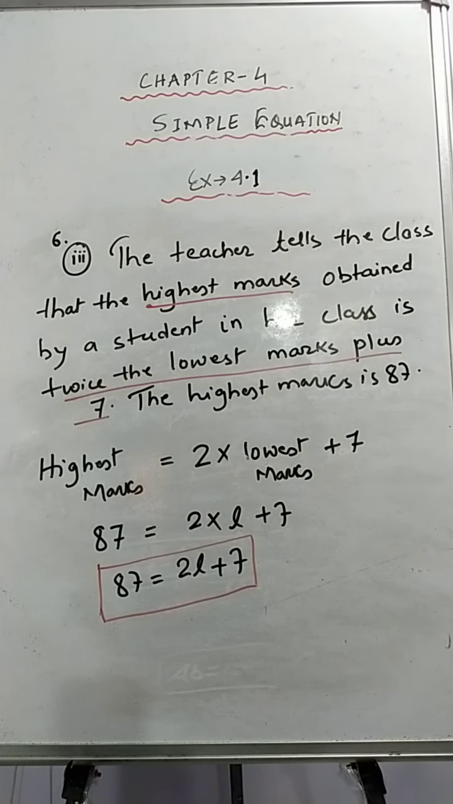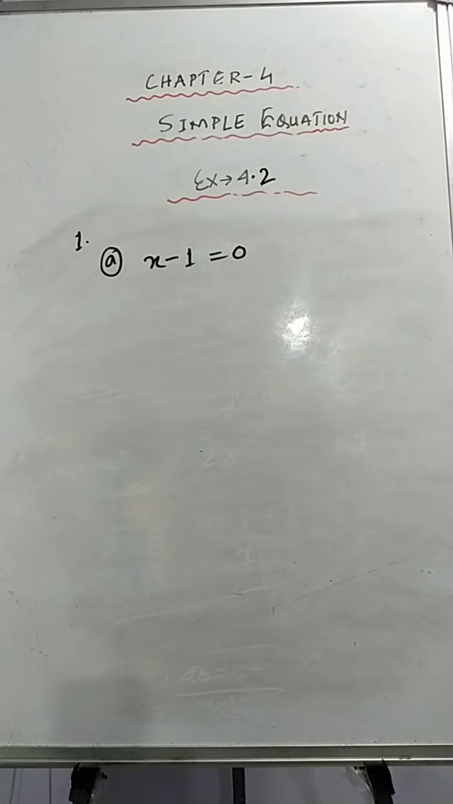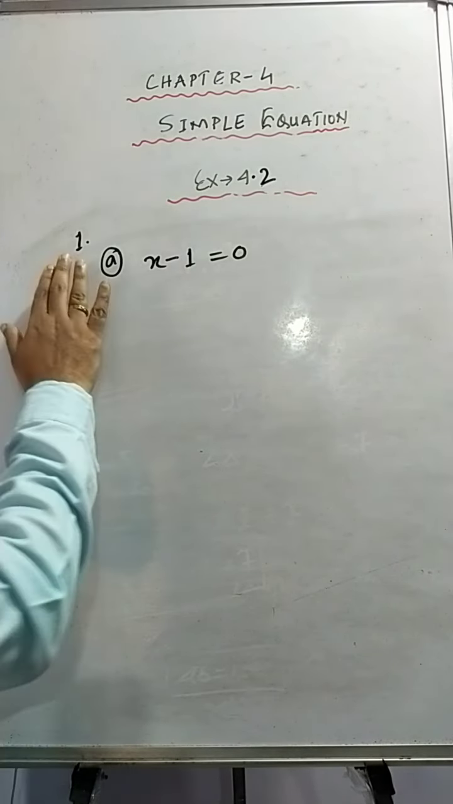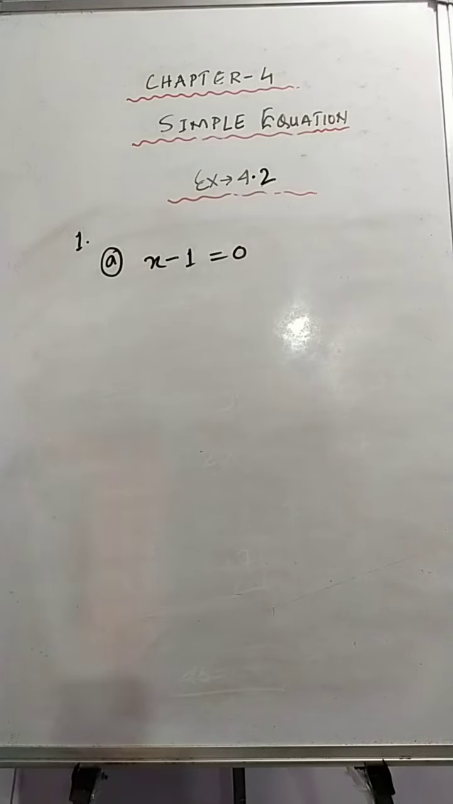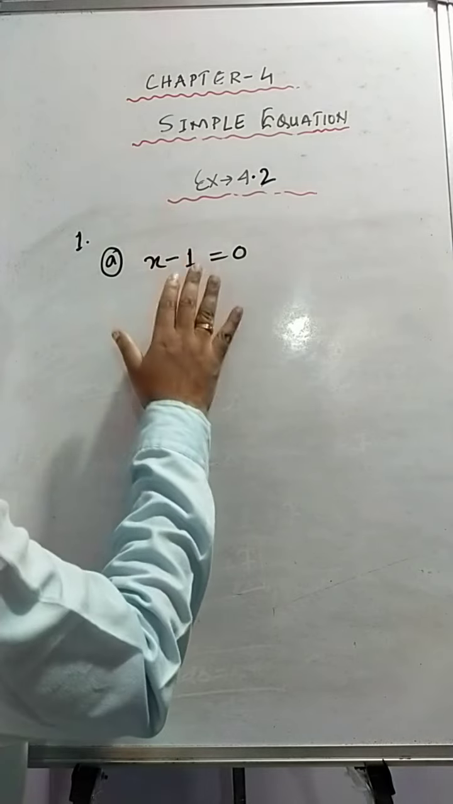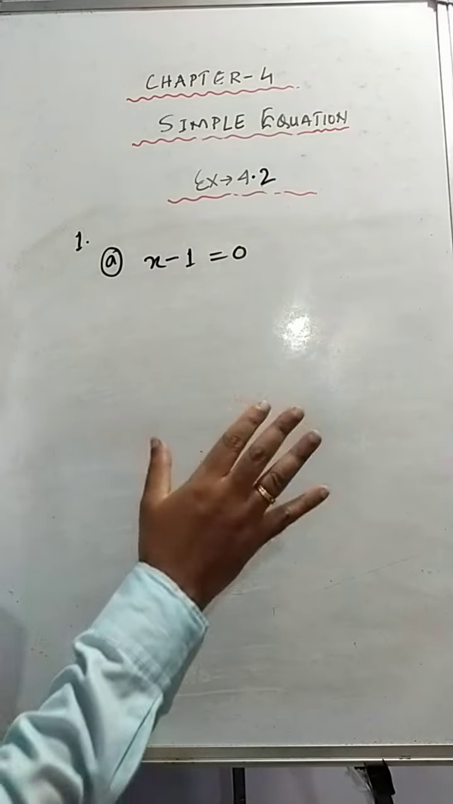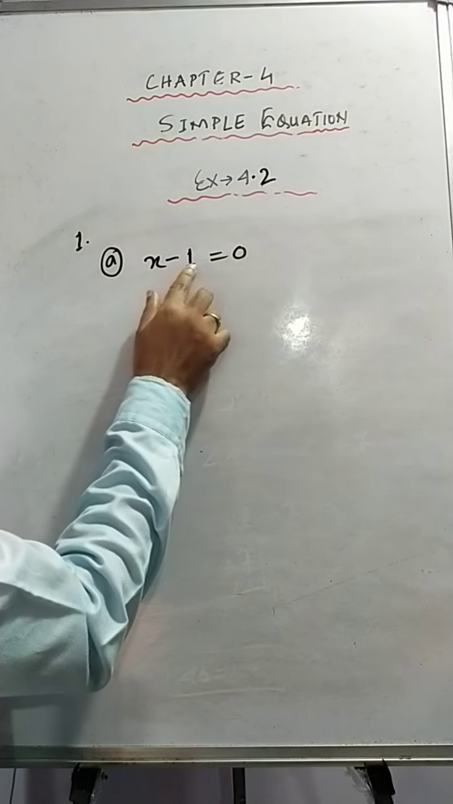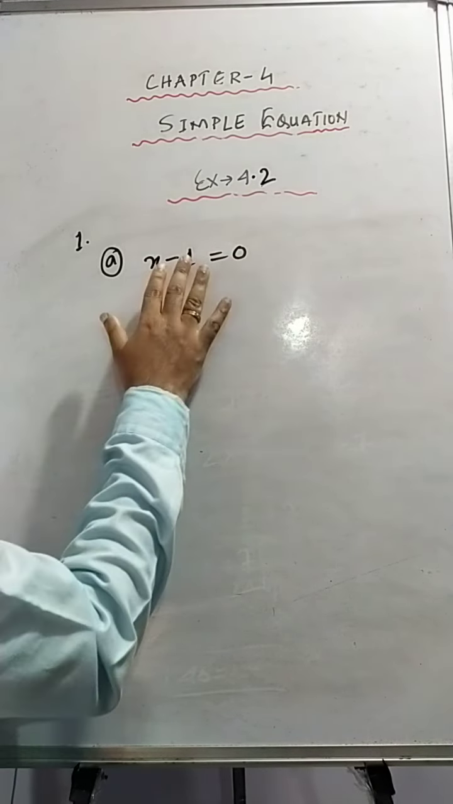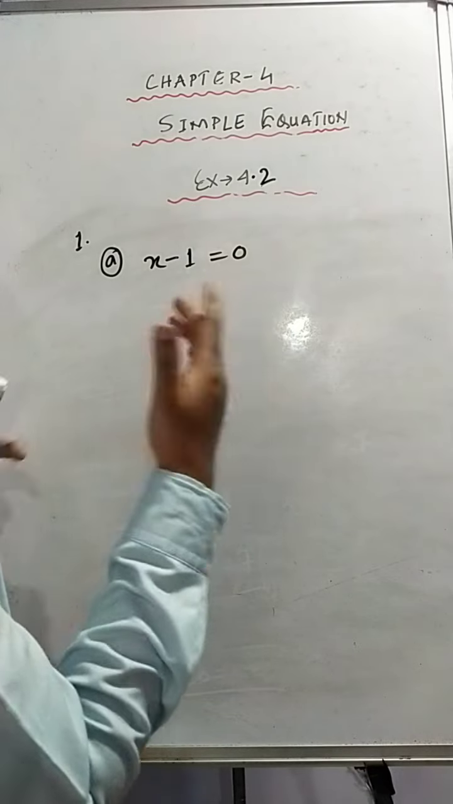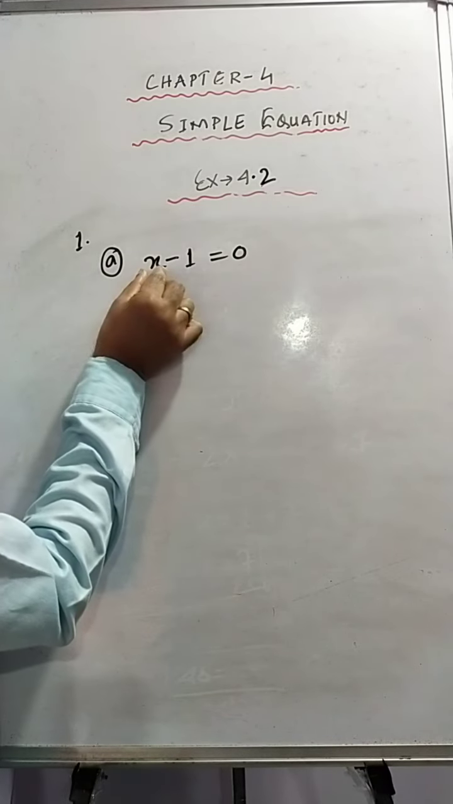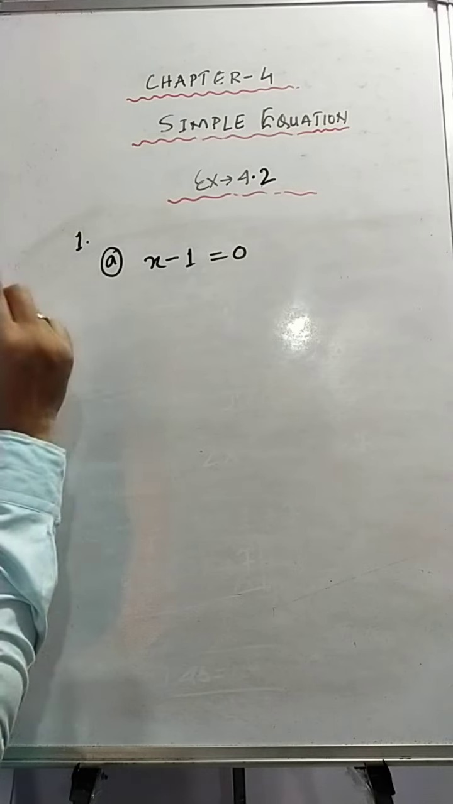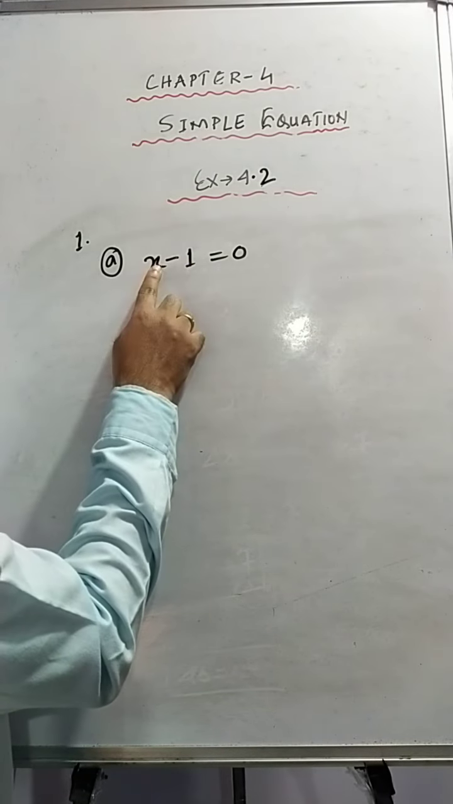Now let's move on to exercise 4.2, question number 1. This is the first question of exercise 4.2. In this type of question, what we have to do is, as you see, it is an equation: x minus 1 equals 0. So in this equation, what is our main objective? Our main objective is to get the value of x.